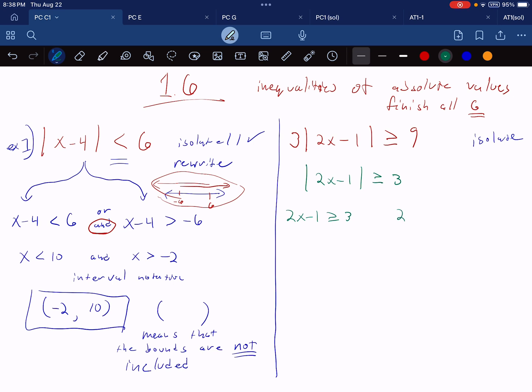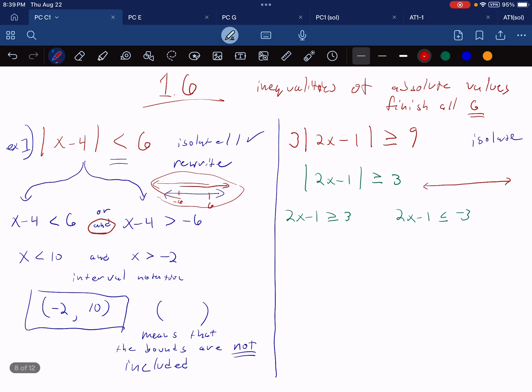And then we have 2x minus 1 is less than or equal to negative 3. Now, again, I'm going to do a number line, not of the solution, but kind of what's happening right now. So 2x minus 1. If I have 3 and negative 3, we notice 3 would be over here, and negative 3 would be over here. So at the moment, where does 2x minus 1 reside?